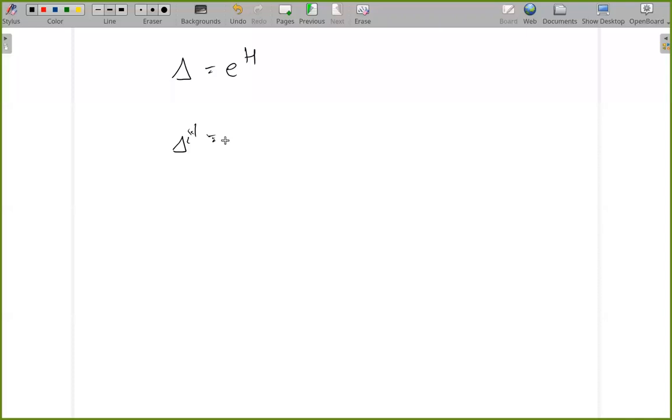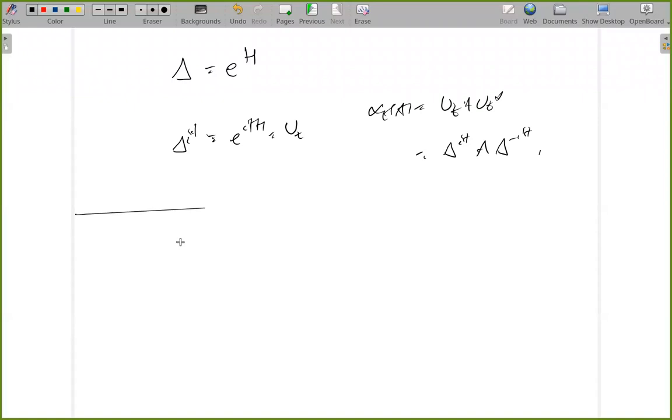So delta to the it is equal to e to the ith, which was u_t, and hence alpha_t of a equals u_t a u_t star equals delta to the it a delta to the minus it. In a way, this closes a parenthesis in Tomita's main theorem. What we've shown is that anytime you have a faithful normal state, you have this GNS representation, and you have this natural map on RU, which sends AU to A star U. In the matrix case, all of this was bounded operators and very well defined. But in general, you have this, and then you decompose S as J delta to the half.